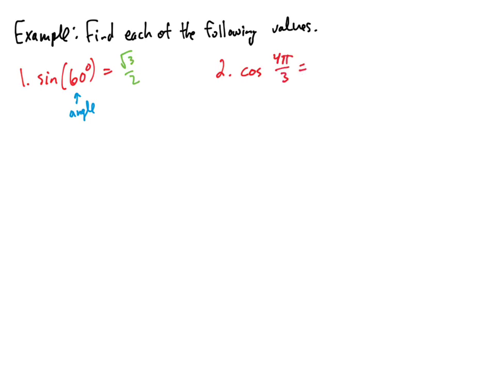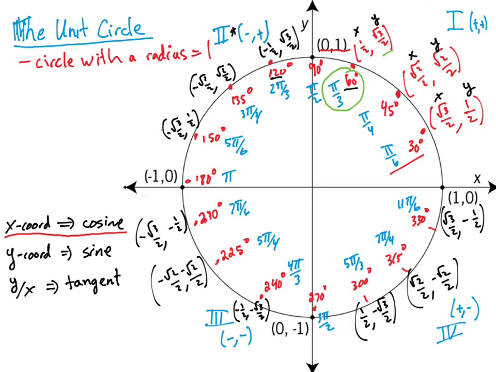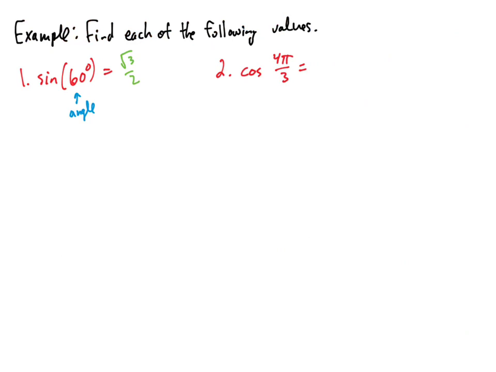This time, cosine is the x-coordinate. So we want to go to 4 pi over 3. 4 pi over 3 is down here. The x-coordinate is -1/2. And that's it.